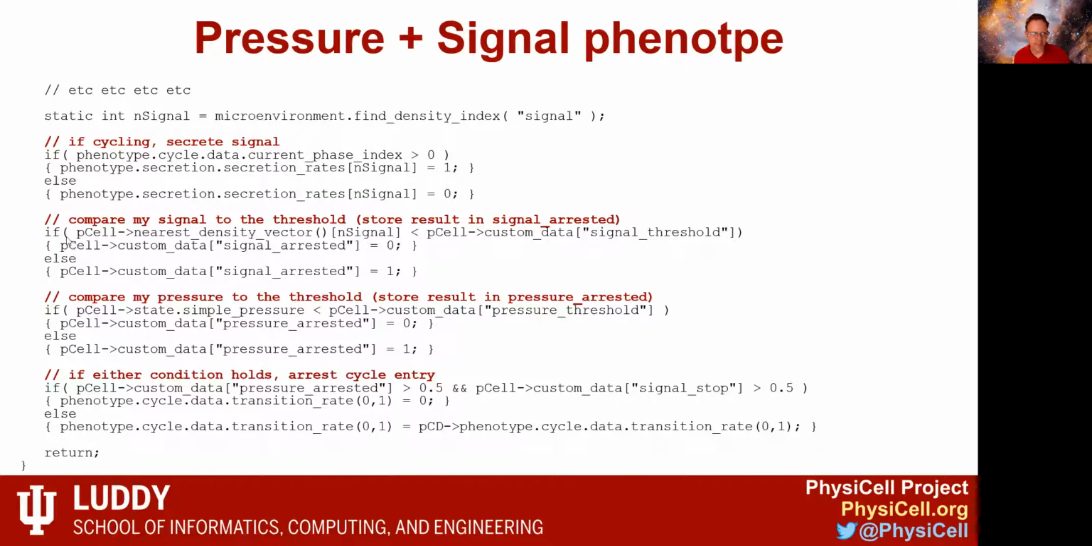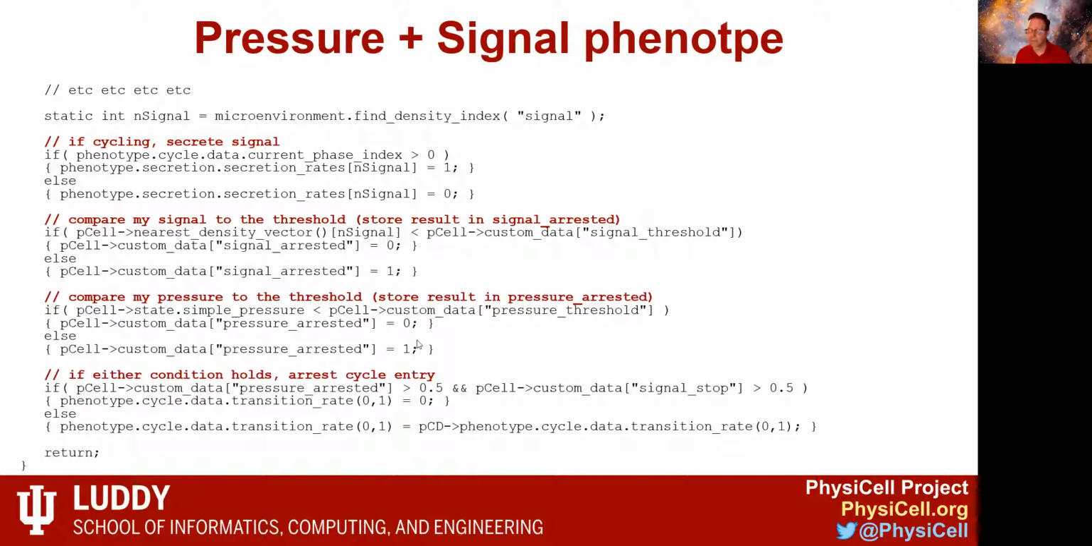I'm going to query the environment. So go to my cell's nearest density vector, evaluating, okay, so that's a vector of all the substrates in my environment, look at the signal index to get the signal out of it, and compare it to a threshold. If I'm below the threshold, I am not signal arrested. If I'm above the threshold, then I am signal arrested. So just set these to 0 or 1. And then likewise, I'm going to compare my pressure to the threshold. If my simple pressure is below the threshold, then pressure arrested is 0, otherwise pressure arrested is 1.